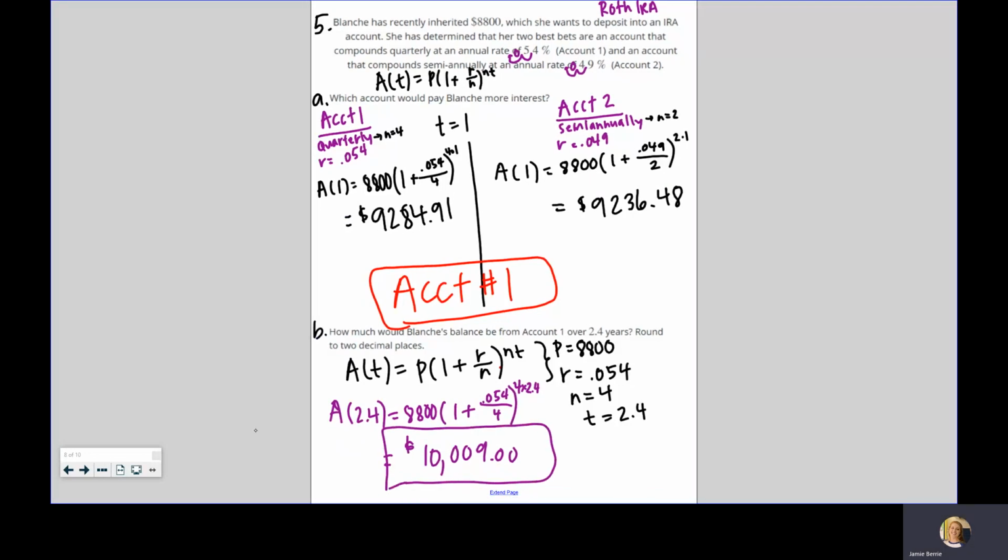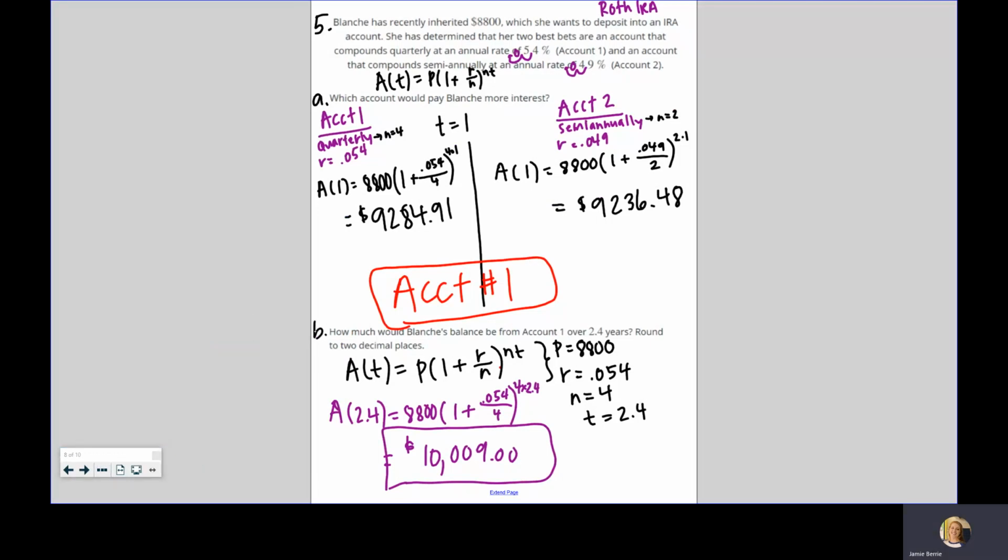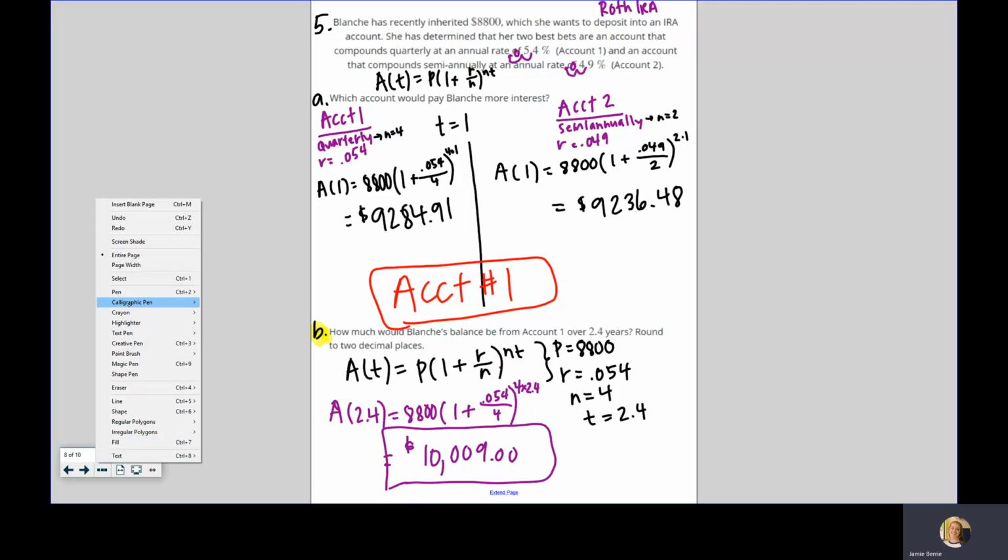I like this one for the test, especially part B. So this is a good one for the test. Maybe that'll highlight that in just a second. I don't know why my highlighter takes so long to pop up. Yep, there we went. So part B is a good one for the test.